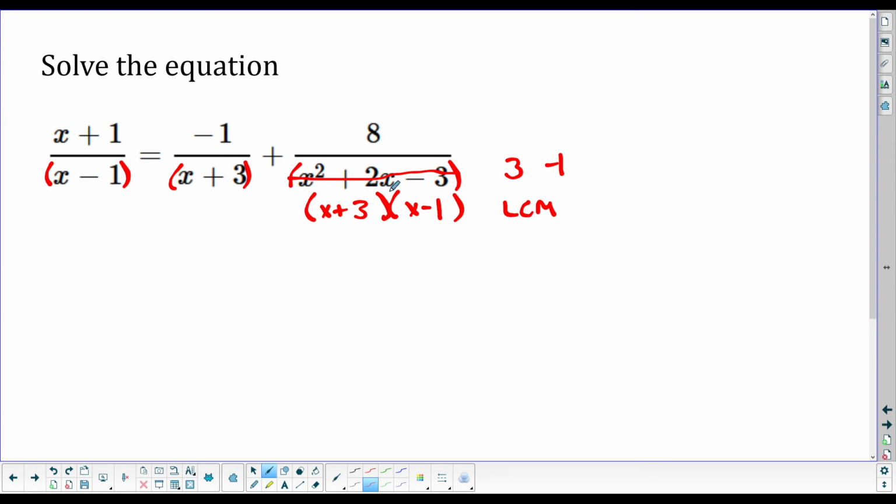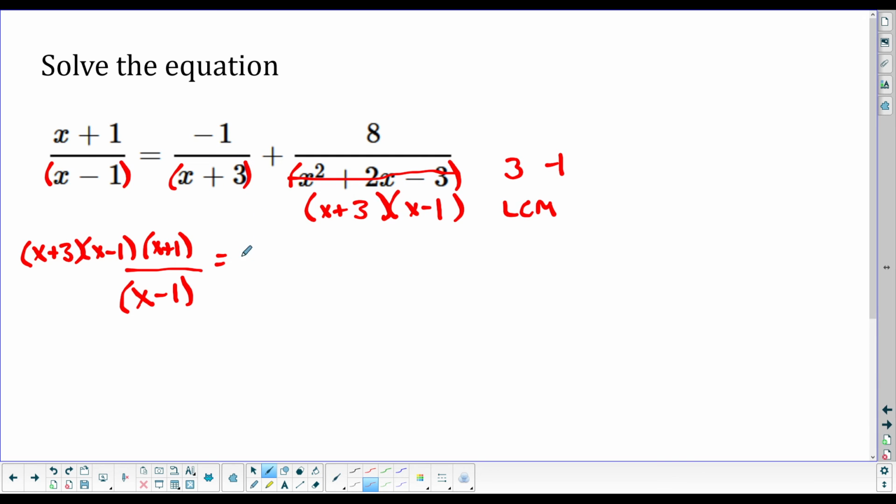So I'm going to multiply everything by this, x plus 3 times x minus 1. And so if I do that here, I'm going to write this out. So I've got x plus 3 times x minus 1 times that numerator, x plus 1, over x minus 1. And I put brackets around all this stuff. It just helps remind me that those are individual factors, and I want to treat that as a single object.